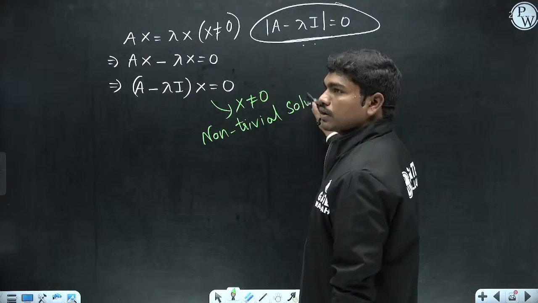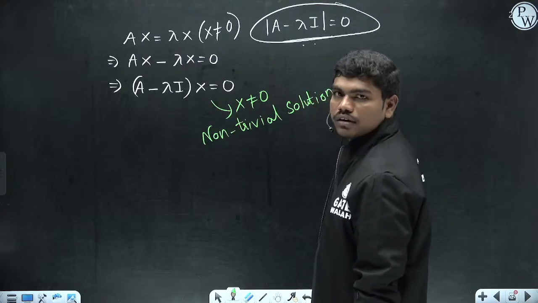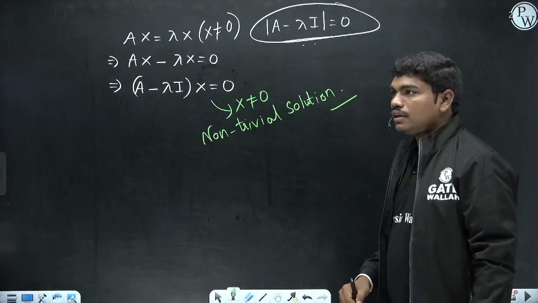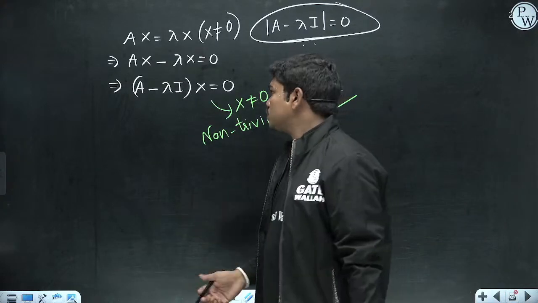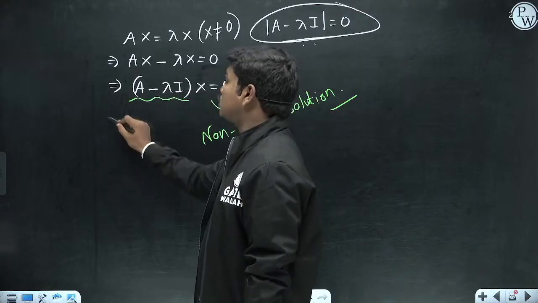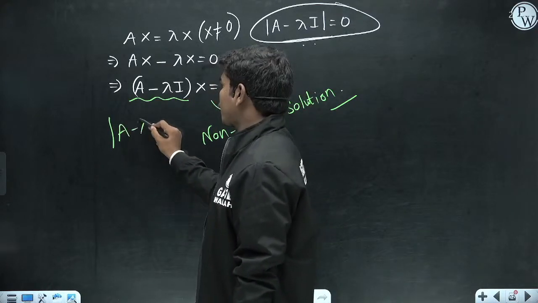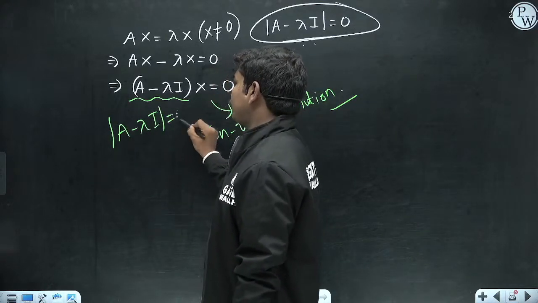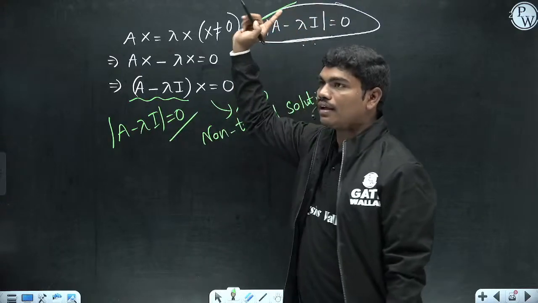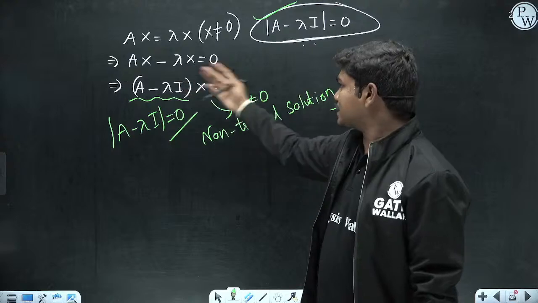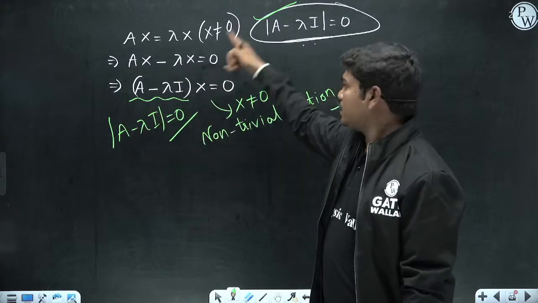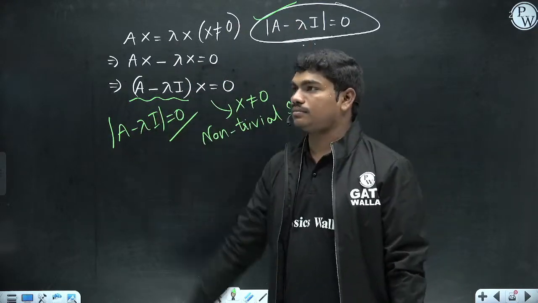The system should have a non-trivial solution, correct? If the system has a non-trivial solution, that means the system has infinitely many solutions. So basically its determinant must be 0. From here we write this equation. But in daily practice, we calculate the eigenvalues from this equation and then find the eigenvectors, but this equation came from this condition.